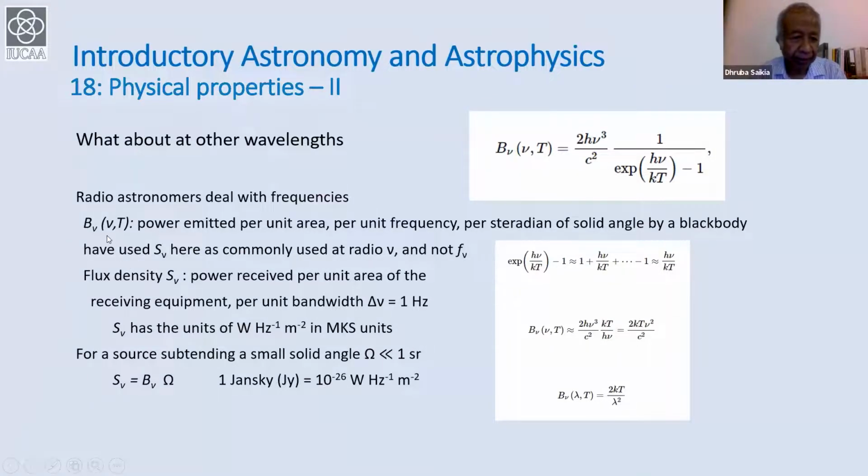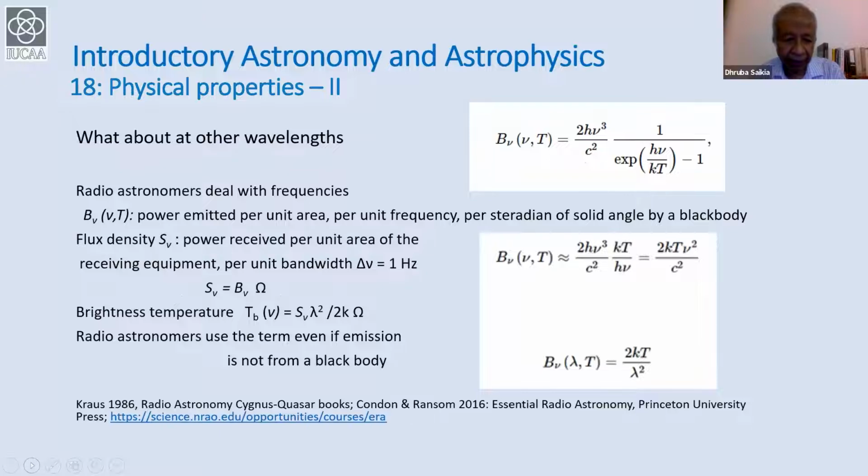Okay. So using that, what you'll get is power emitted per unit area, per unit frequency, per unit radian of solid angle by a black body. I have used S_ν here as commonly used at radio frequencies. I've used F_ν earlier. This is just to state that radio astronomers often use this convention and denote flux density with the symbol S. So brightness is just S_ν divided by the solid angle, and if you relate brightness to the Rayleigh-Jeans expression, you can get a temperature, and that is what is referred to as the brightness temperature of a source.